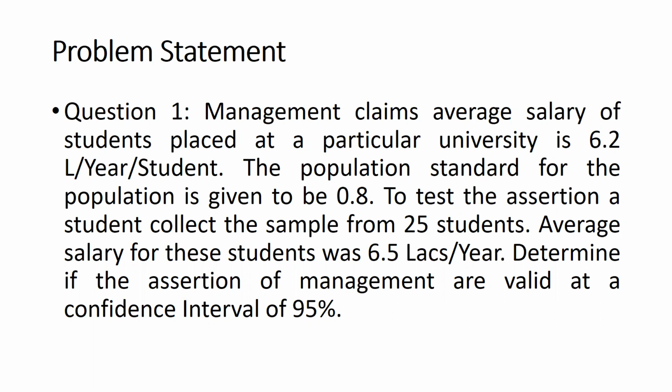So, in simple words, one university is claiming a 6.2 lakh per year per student average salary package. One person who would like to inquire about this wants to check whether they are right or wrong. So they have randomly taken a sample of 25 students, and the average salary of these 25 students is 6.5 lakh per year per student. So how do we check whether the null hypothesis is true or the alternate hypothesis is true?